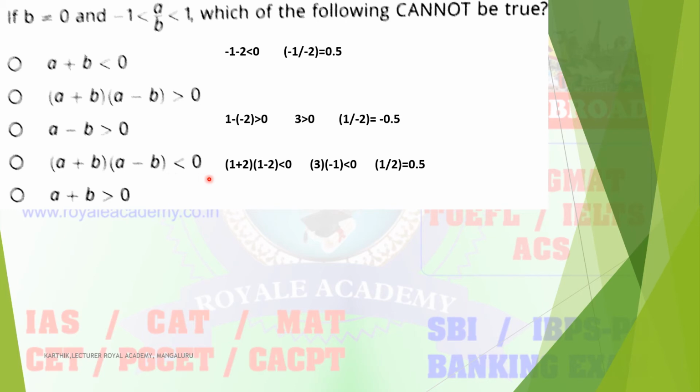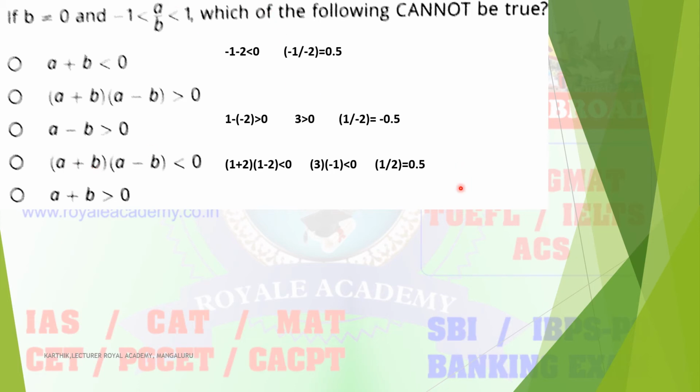So a plus b into a minus b is less than 0. So I will take a is equal to 1, b is equal to 2. So 1 plus 2 is 3. 1 minus 2 is minus 1. So what happens? 3 times minus 1 is minus 3. Minus 3 is less than 0. It satisfies the condition.